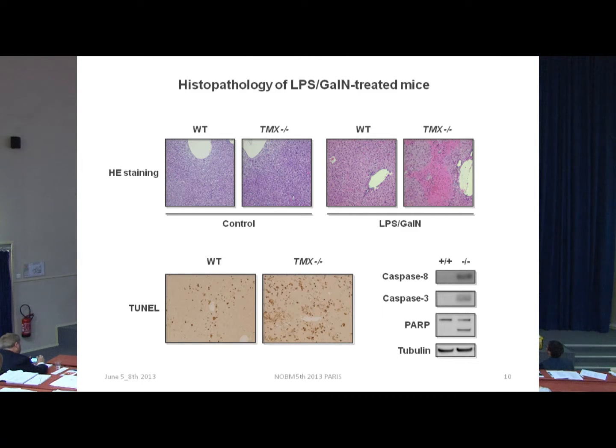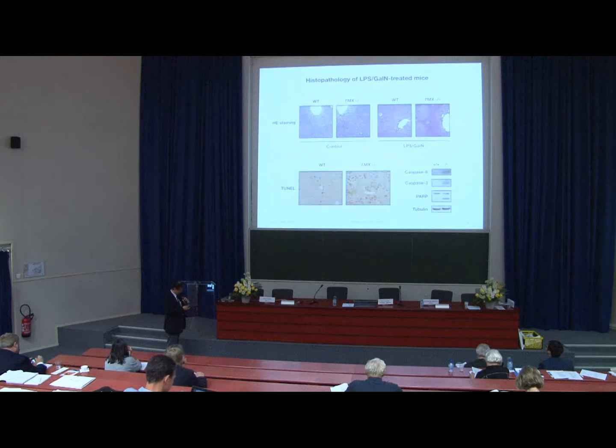And in the case of TMX negative mice, as compared to wild-type mice, there are strong inflammatory changes in liver, as shown here, and caspases, PARP, these are induced strongly upon LPS GalNAc treatment, as shown here, compared with the normal mice. And in the TUNEL method, you will see the cell death as shown here. Therefore, for some reason, we don't know clearly at this moment, TMX is necessary to keep some other inflammatory changes silent. It's a stopper.